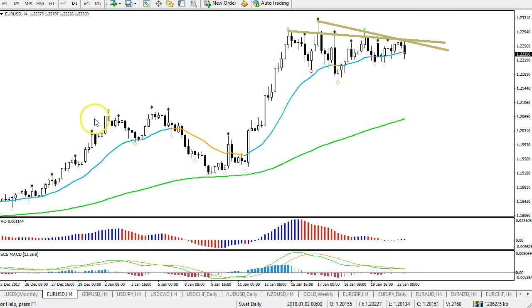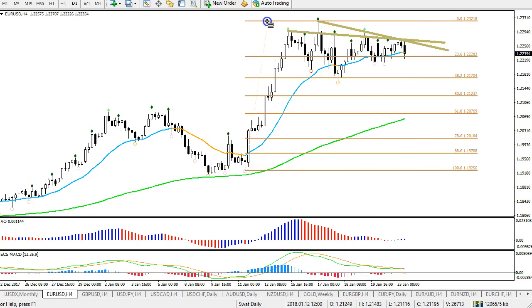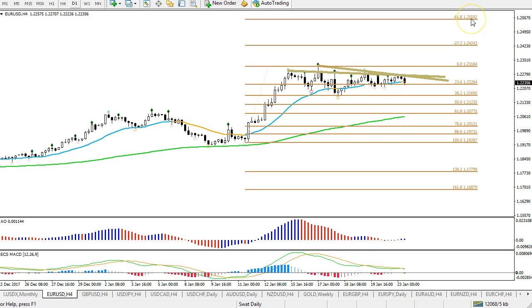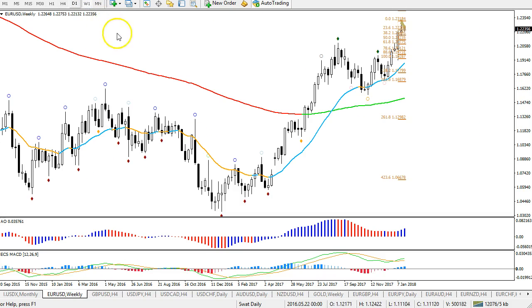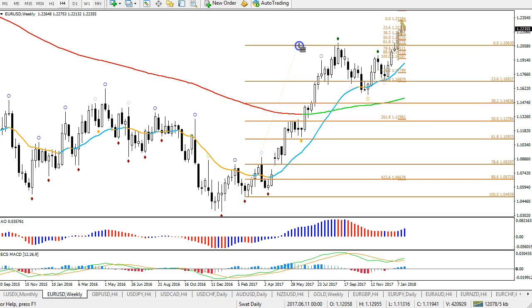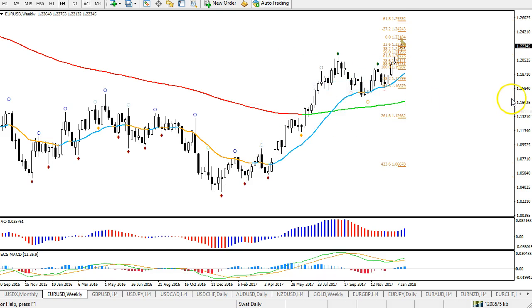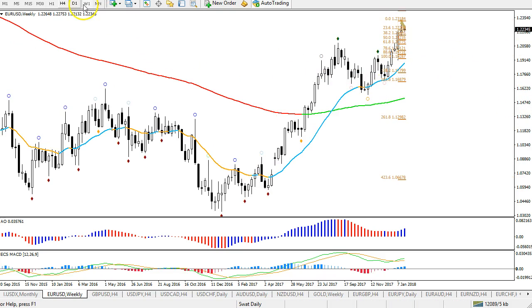In that case, the target of that, when putting a fib from here to here, I think is minus 272 target and the minus 61.8 target. But realize as well that 125 round level, of course, is a psychological level. That could be the main target as well. If you put a fib on the weekly chart, by the way, that could also be indicating the main target. If we put a fib from here to here, you can see that the minus 272 target equals indeed around that 125, to be precise, 125.25. So that is the target to think about for the moment, in my view.